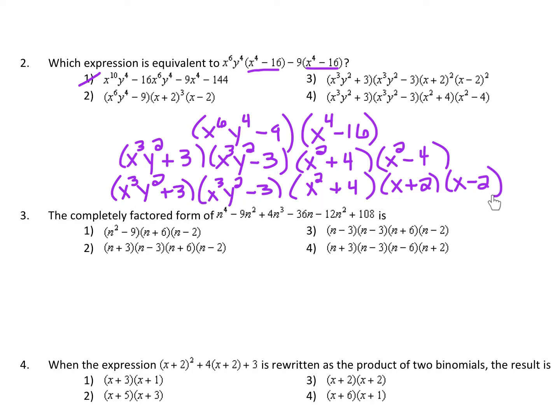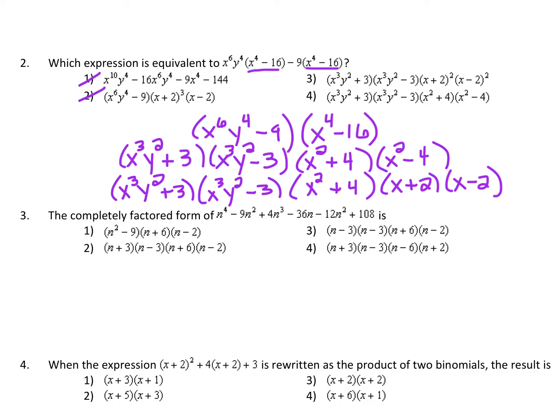Now, if we look at the answer choices, none of them actually say exactly this, right? Which is okay, because they didn't want us to completely factor this. They just said which is equivalent. So we have to go through and look at this. So let's start with choice 2. Here we go. We have x to the 6th, y to the 4th, minus 9, which we have here. And then let's see, if we factor this further, does it leave us with x plus 2 cubed times x minus 2? Nope. Okay, so that one's not our answer.